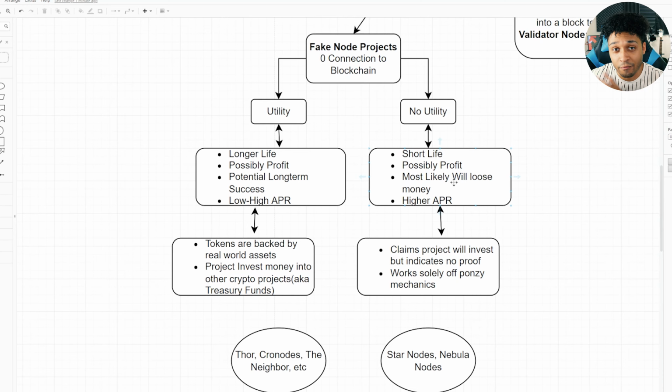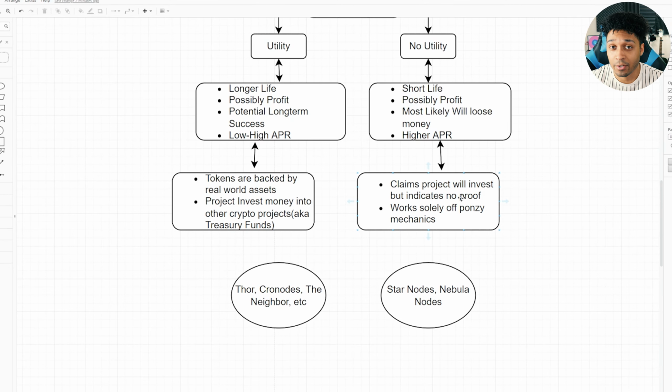They are very risky projects to get into. I don't recommend usually getting into projects that are fake node projects with no utility. You're essentially giving your money to those developers, or quote unquote developers. So I would recommend to stay away from fake no utility node projects like this. And it eventually leads down to a few things.